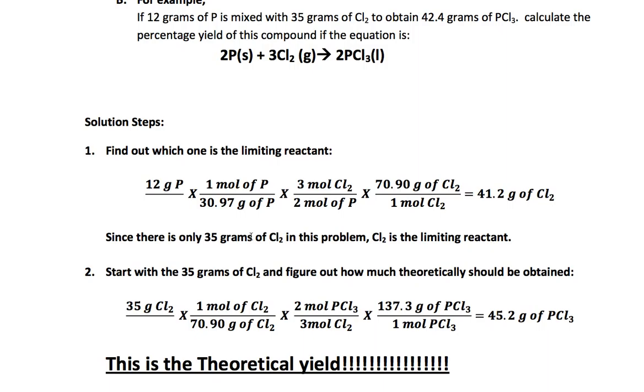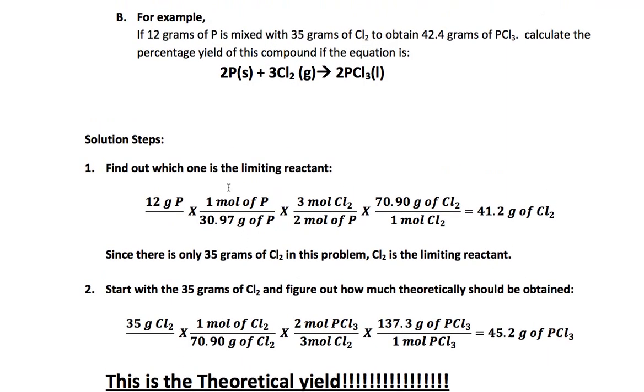Here's a problem. We have 12 grams of phosphorus, right away, one reactant, and 35 grams of chlorine. And when we mix those two, we got this much product. Right away, we've just found something. What did we just find? Well, we just found the actual part of our percent yield. That's the actual. We did an experiment, that's how much we got. For whatever reason, it's not the full amount, so we have to calculate the percentage yield as a result.